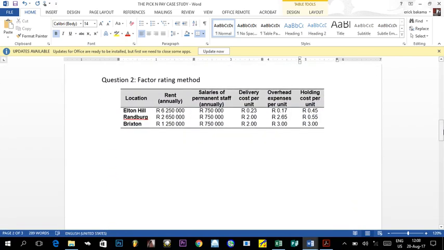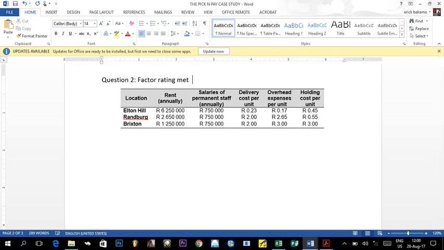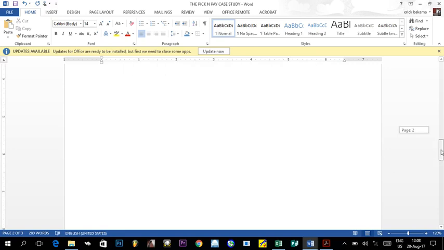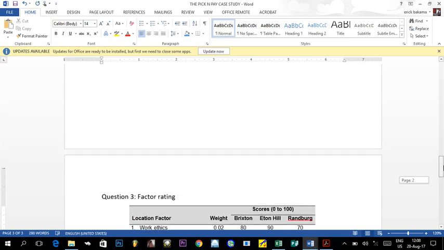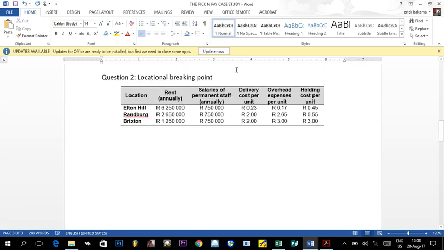Now, the factor rating method in this case here, sorry, this one is not a factor rating method. It's a locational break-even point, I think. Yeah. So this one is the locational break-even analysis. This one is a factor rating, and this one here is the locational. Sorry, it was a mistake.